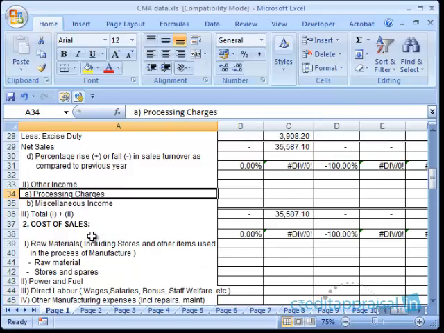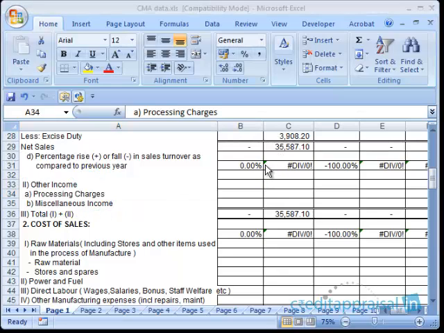Please note these items: other income, processing charges, miscellaneous income. So in the CMA format, we can have provision for this other operating income which we discussed, right? For Maruti Suzuki, the income from service and sale of scrap can be entered in this other income. This is a core income, right? You can do that, or directly you can put it on the gross sales. It doesn't matter. So let us see the non-operating income. You have to go a bit down, okay?